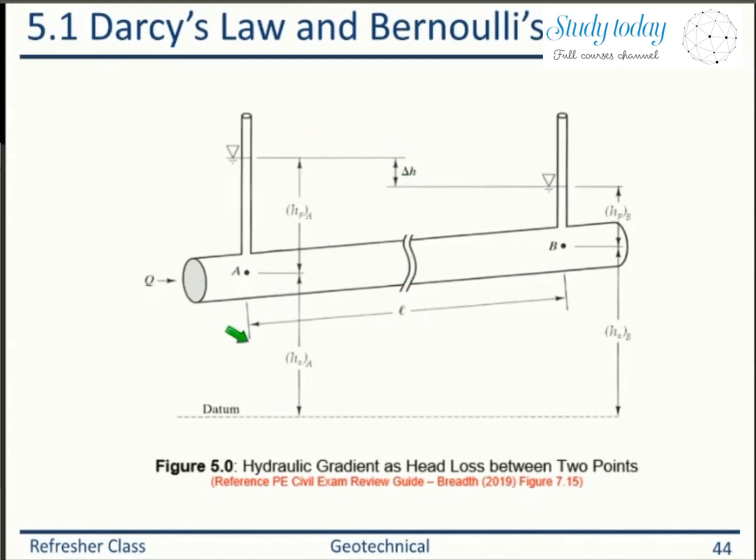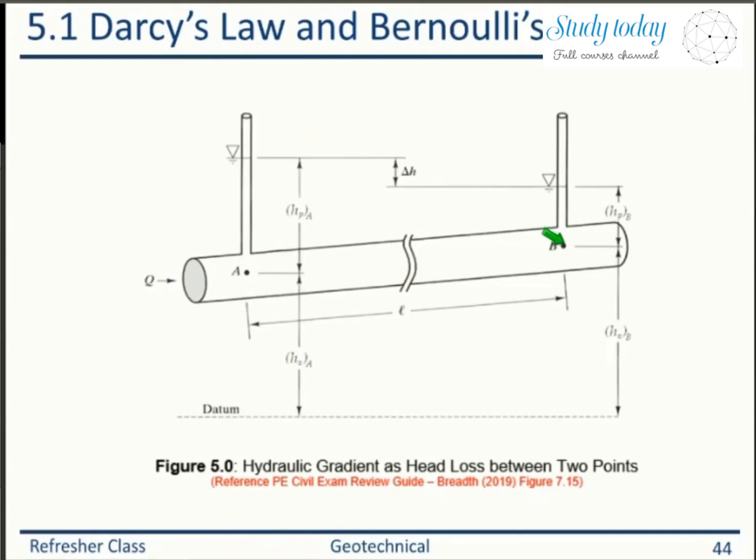Hydraulic gradient is delta H divided by L. But what is this delta H? This delta H comprises the total head. At point A, your total head is the elevation head, measured against a datum, a line against which you are measuring the elevations. Then the water level in the piezometers, or the water table, will give you the pressure head. Pressure head plus elevation head will give you the total head at point A, and the elevation head and pressure head at point B will give you the total head at point B.